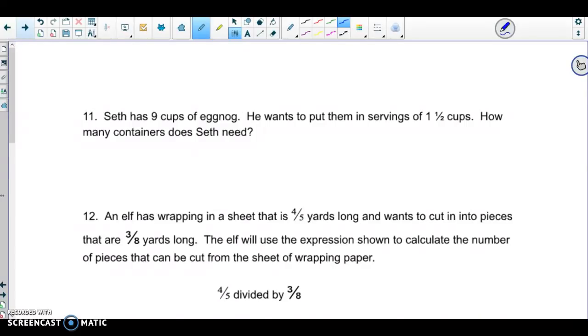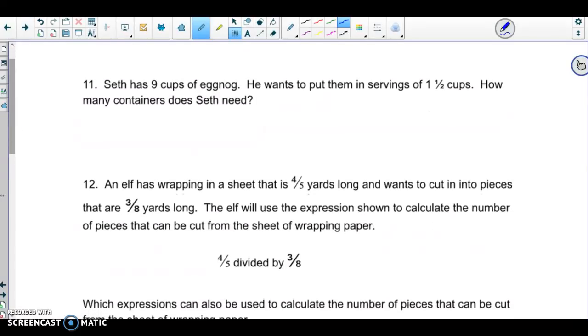Last page here. Seth has 9 cups of eggnog. He wants to put them in servings of 1.5 cups. How many containers does Seth need? Well, he's breaking up what he has. So that means this is a division problem.